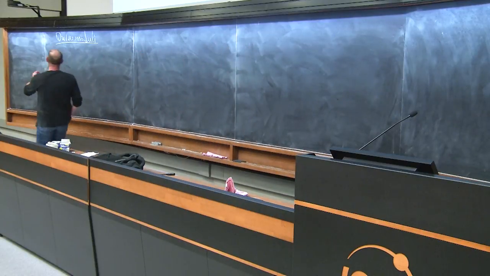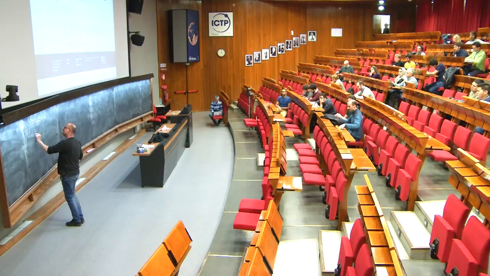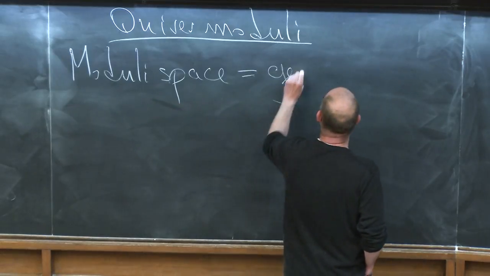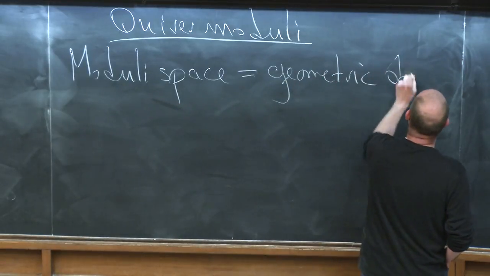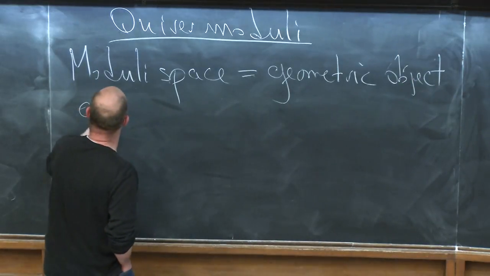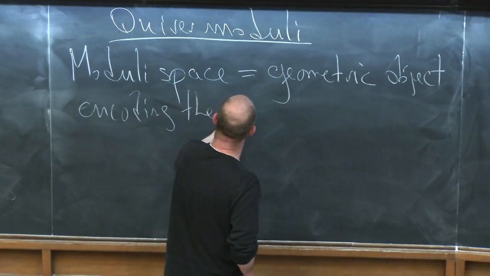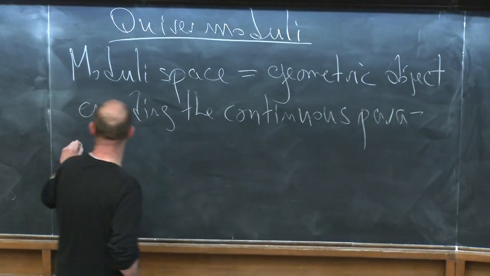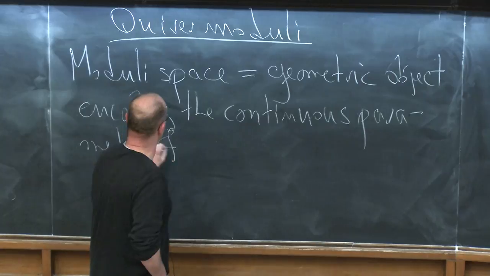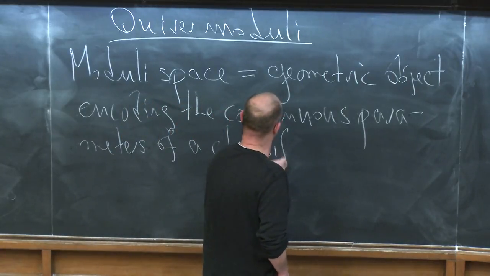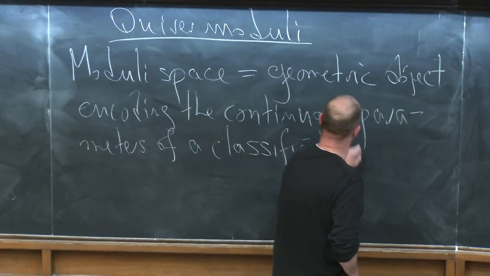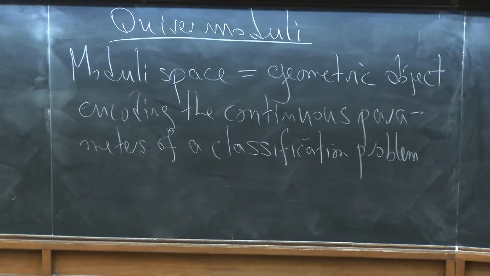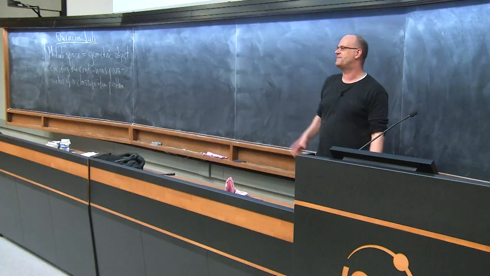So, basic notion, what is a moduli space at all? A moduli space, now that's not a definition, it's just a slogan, but it might help. It's a geometric object, some kind of space, encoding the continuous parameters of a classification problem. So that's a general slogan of what a moduli space is. And usually constructing such moduli spaces is quite difficult.